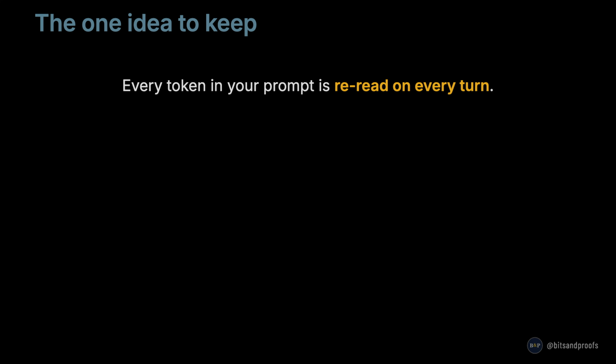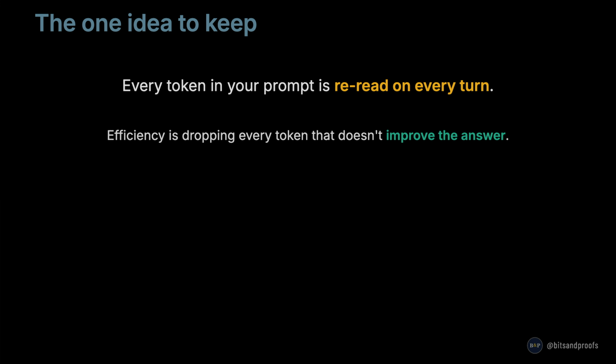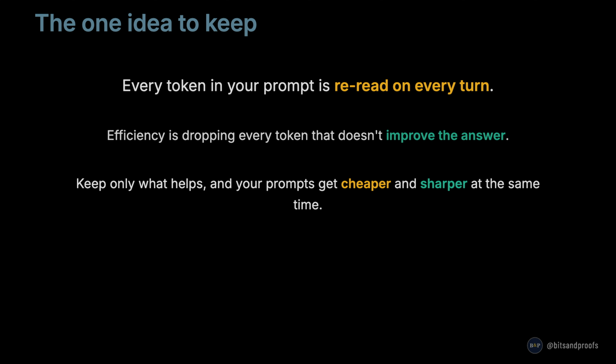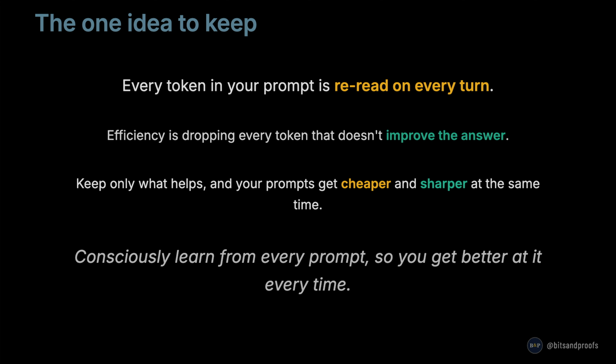If you forget everything else, keep this one idea. Every token in your prompt is reread on every turn. So efficiency is dropping every token that doesn't improve the answer. Keep only what helps, and your prompts get cheaper and sharper at the same time. That is the core idea. And one last thought. Consciously learn from every prompt you write. That is how you get better at this every single time.